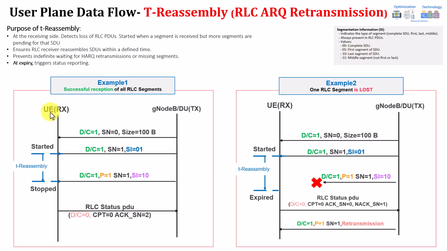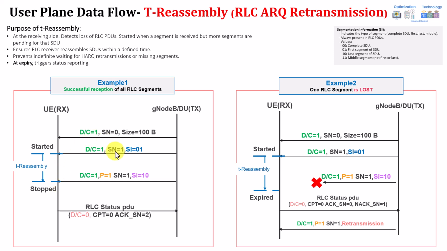Once the UE or the receiver receives this information with sequence number 1 and this header segment information 01, it will know that this sequence number 1 data is being segmented. So it needs to start the T reassembly timer. It will start the reassembly timer and wait for the remaining segments. Once it receives within the timer the last segment, which is 10 here, it means everything has been completely received, so it will stop the timer.